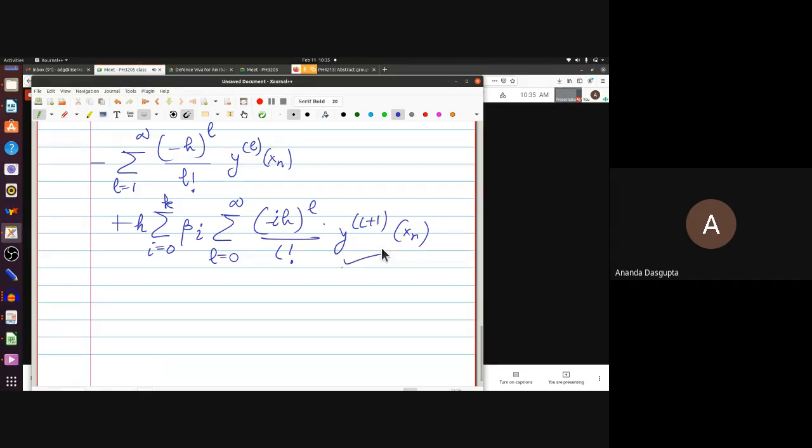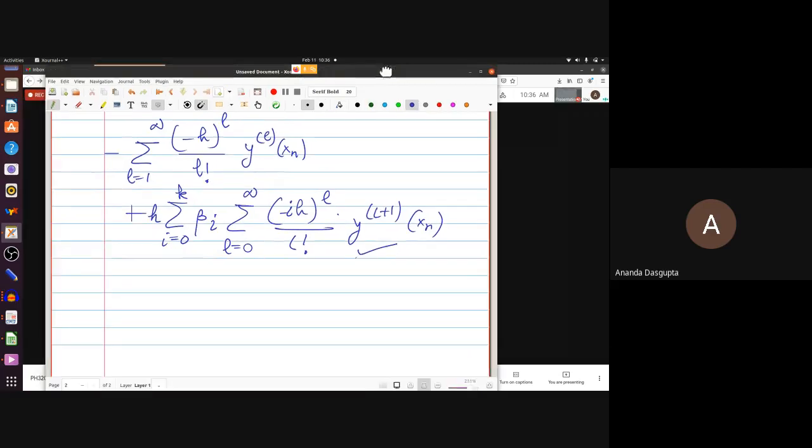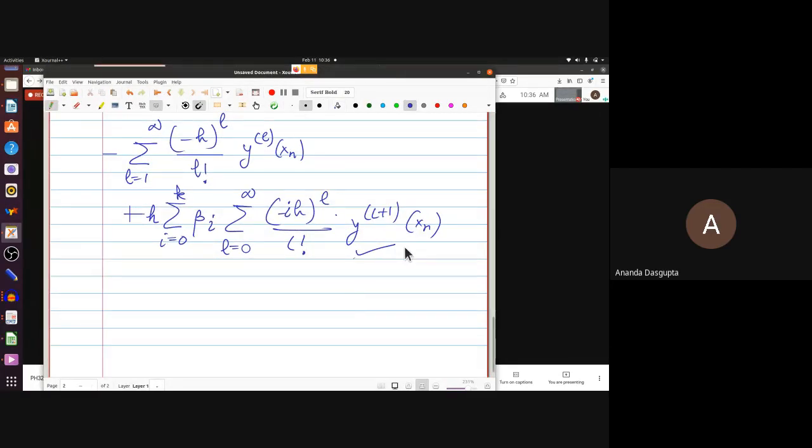This yl plus 1 here is multiplied by what power of h first? That's something you can see here. What is the power of h which multiplies yl plus 1? L plus 1, right? It's L plus 1. And so basically whatever derivative you have, here also yl came with hl. Here yl plus 1 came with h to the L plus 1. So basically you have yl with the power hl in all these terms, right?